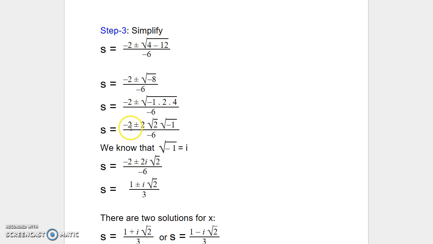So we can write this as negative 2 plus or minus 2 square root of 2 times the square root of negative 1. The square root of 2 is not a perfect square, so we left that term under the radical sign. The square root of negative 1 is an imaginary number. We know from algebra that we can state the square root of negative 1 as equal to i. Therefore, when we simplify this, we can write this as negative 2 plus or minus 2i square root of 2, divided by negative 6.